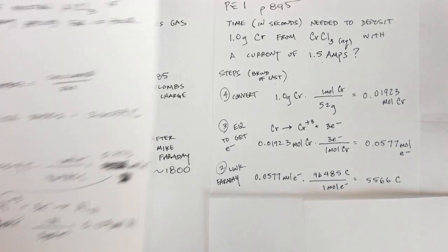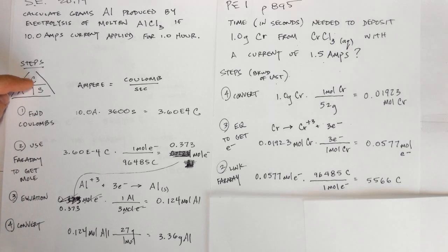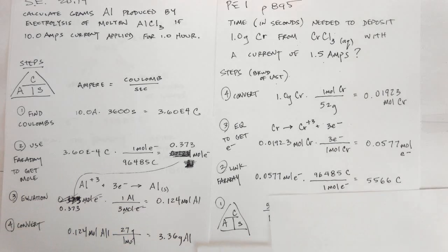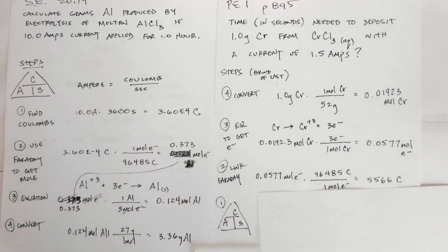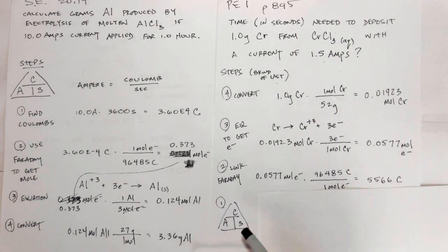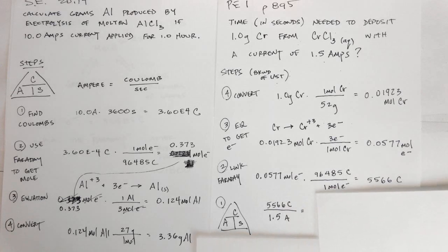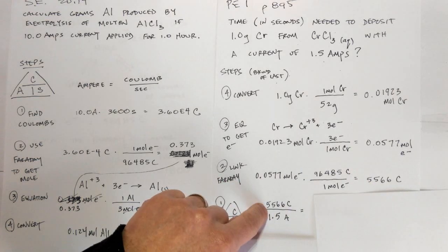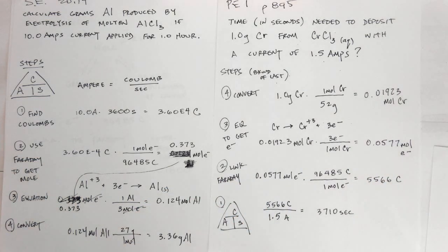And now that I know my coulombs of charge, and I know my amperes that are applied, I can use the amperes, coulombs, seconds triangle right here to find the number of seconds, or the amount of time that will be needed to deposit. And so seconds, cover that up, is equal to coulombs per ampere. So coulombs divided by amperes, 1.5 I got from right up here, 5566 I got from right here. Divide those, and it will take about 62 minutes, which is 3,710 seconds or so.